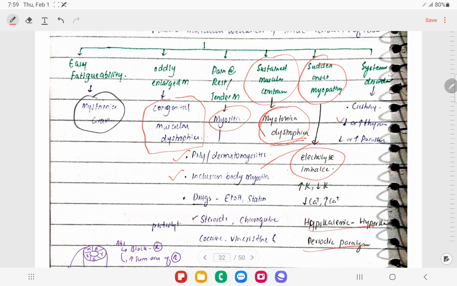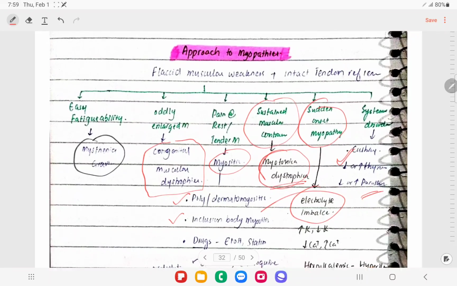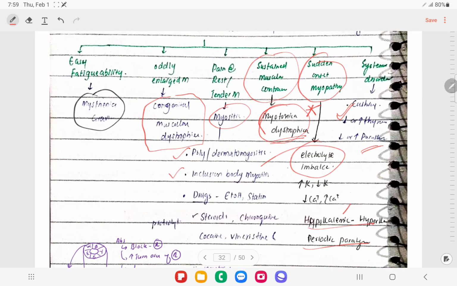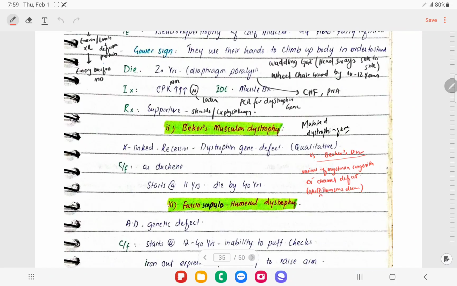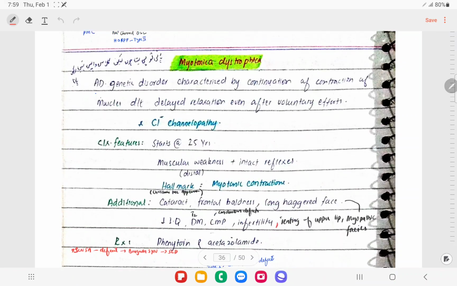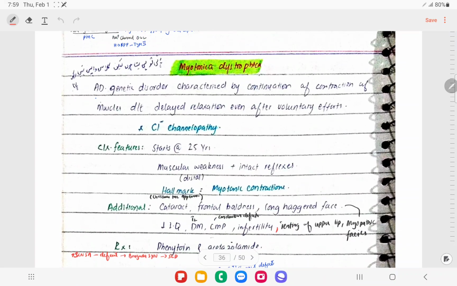And this is the last topic that I'm going to discuss in the respective topic, right? So I'm going to discuss these two last topics today, that is myotonic dystrophy and hyperkalemic and hypokalemic periodic paralysis. So let's talk about myotonic dystrophy.